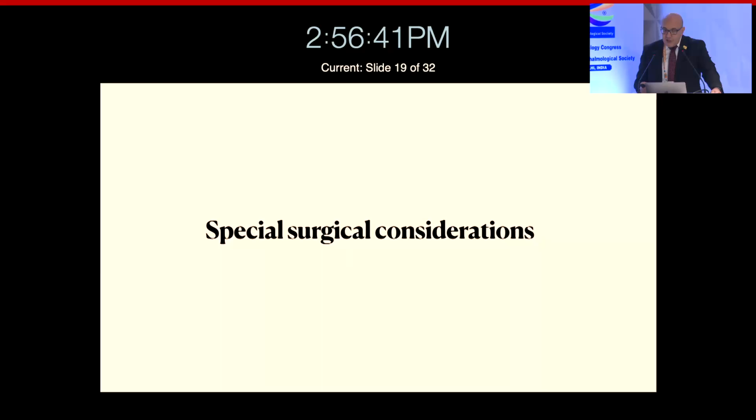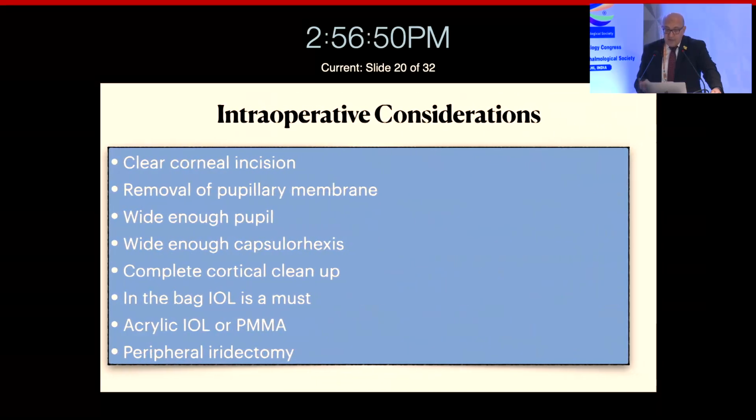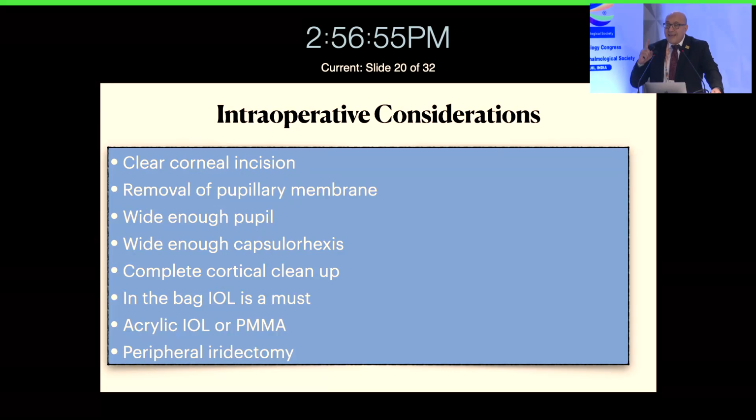What are the special surgical considerations? Posterior synechiae, poor pupillary dilation, epilenticular membranes, zonular weakness, and white cataract. All these are challenges; you must consider all of them intraoperatively. Clear corneal incision, away from the limbus, removal of pupillary membrane, wide enough pupil, wide enough rhexis, complete cortical cleanup. In-the-bag IOL implantation is a must. If you implant an IOL in a case of uveitis anywhere away from the bag, it is complicated surgery. You must implant in the bag.